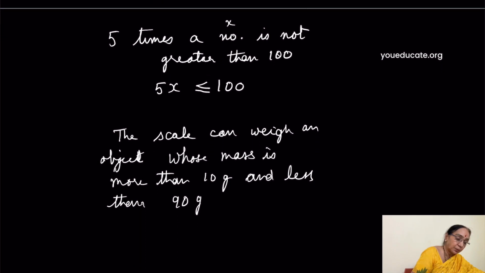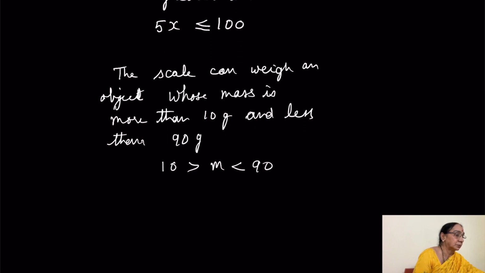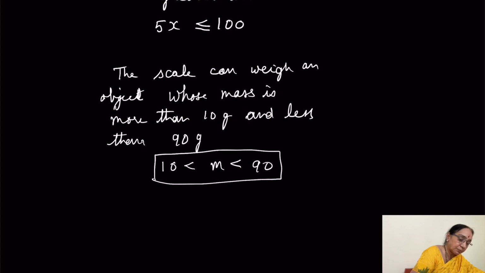So here, how will you write that? We'll keep m as the mass. m is more than 10 but less than 90. So m lies between 10 and 90. I'm not including the equal to sign. So here the inequality which I wrote was 10 less than m less than 90.